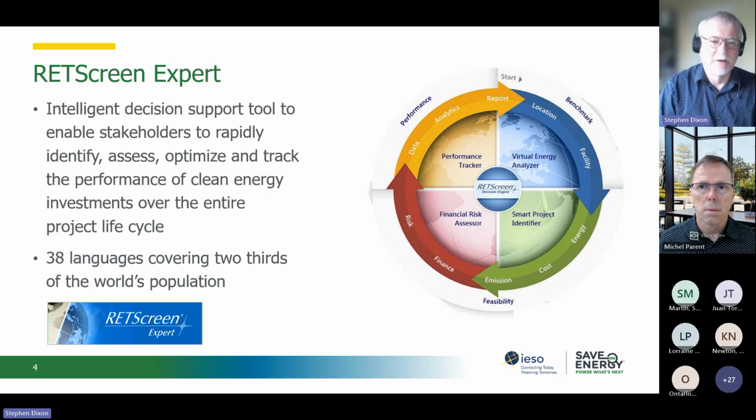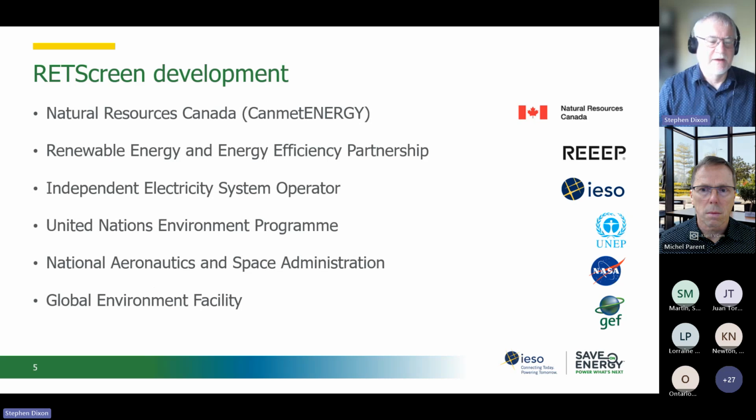The first element of that green piece under the Smart Project Identifier or feasibility analysis. RETScreen actually is a tool that is developed by Natural Resources Canada, CanMET Energy, but with support from many other agencies, including an agency that's supporting us here today, Save on Energy, and the Independent Electricity System Operator in Ontario.